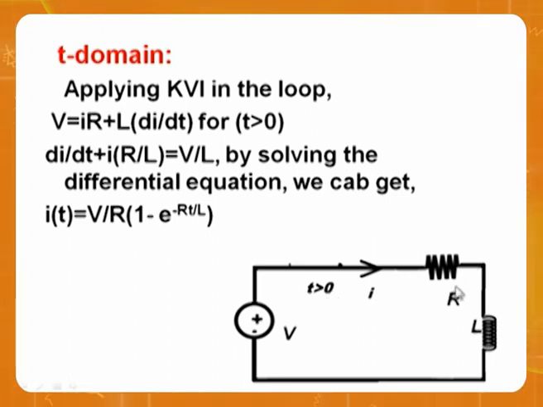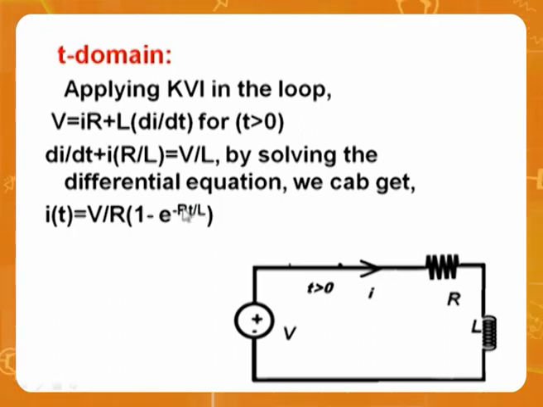Inductor is present. So we need to apply three methods as I promised. First, I will apply time domain. Look at here, apply KVL: V minus IR minus L dI by dt. That means V is equal to IR plus L dI by dt. These are the equations. Now if you solve this equation, you will get I of t as V by R times 1 minus e power minus R by L into t.